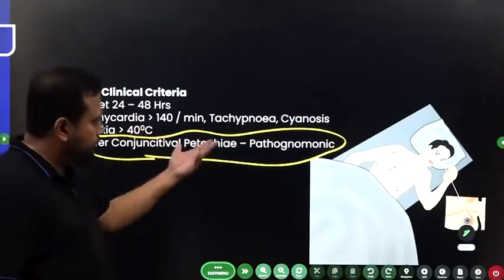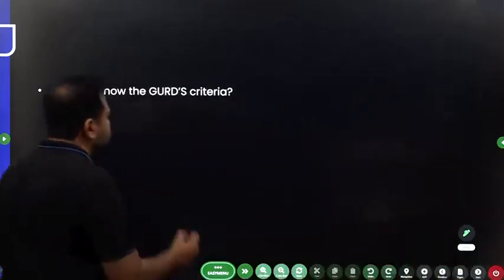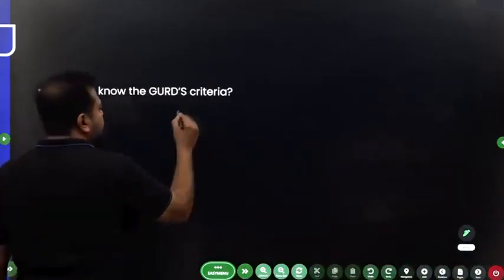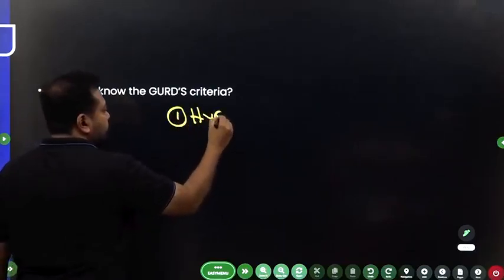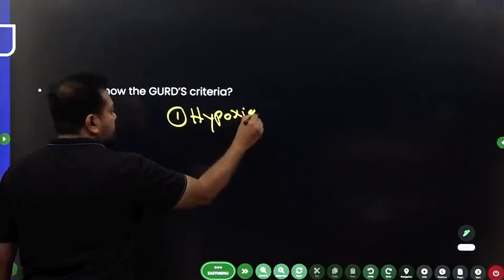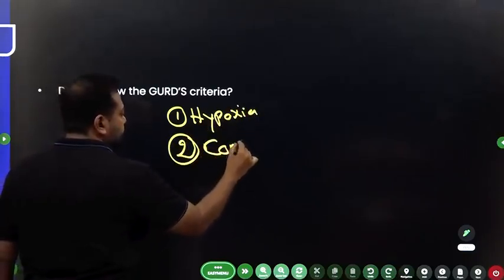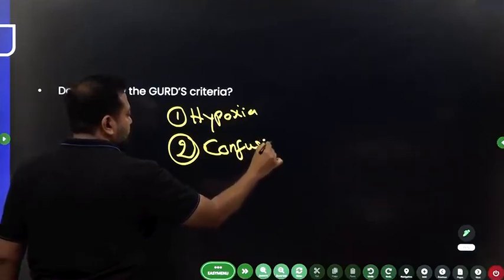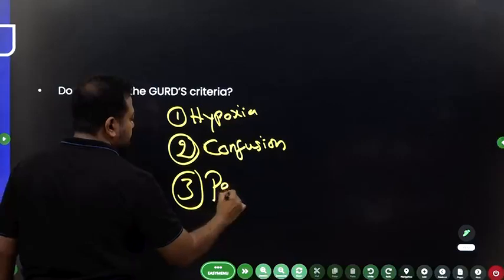Okay. So this is pathognomonic, and you should know what is meant by Gurd's criteria. It is a triad of symptoms. Number 1, hypoxia. Number 2, mental confusion. Number 3, petechial hemorrhage.